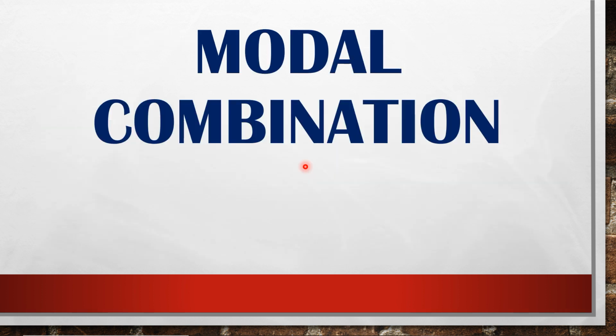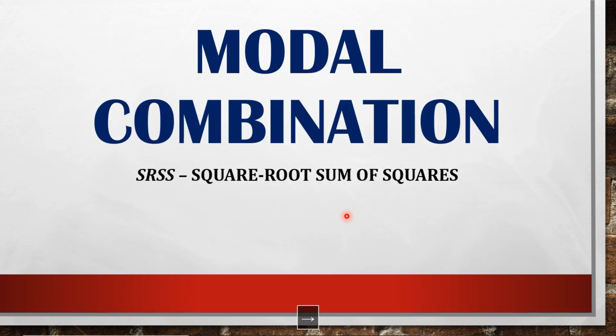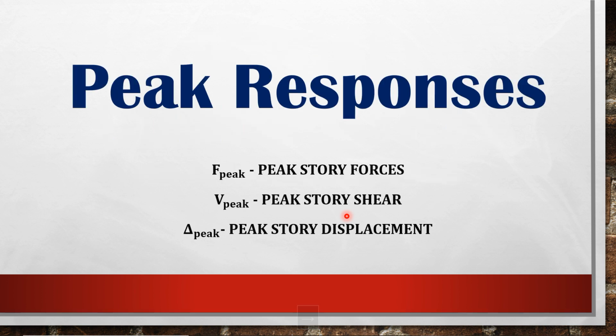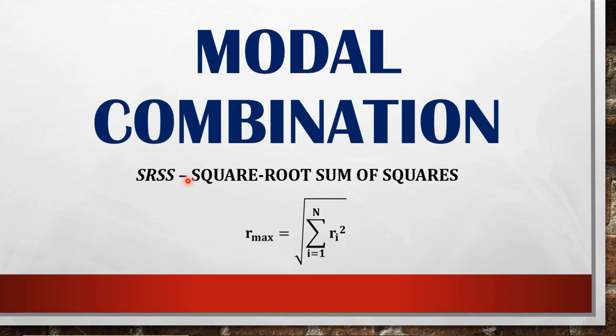What is the modal combination? What are we looking for here? We will find the peak responses: peak story forces, peak story shear, and peak story displacement, using the SRSS or square root sum of squares formula. Here is the formula: Rmax is equal to the square root of the summation of Ri squared, where i is equal to 1, and this is our mode.